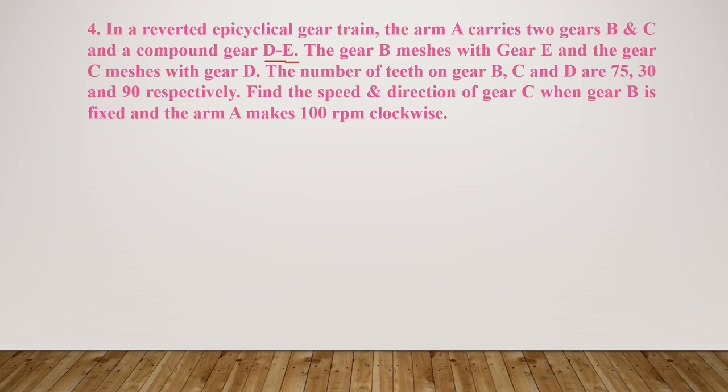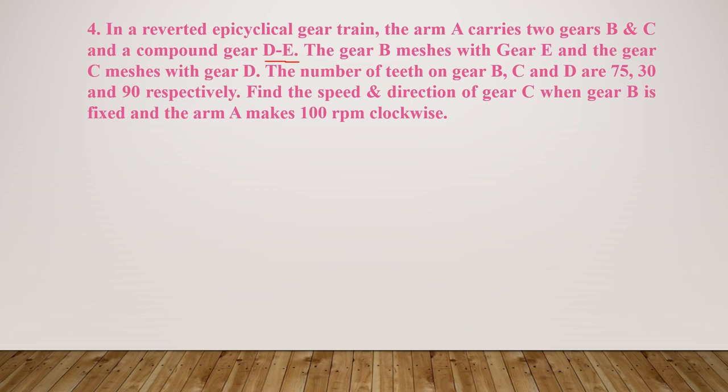And the next condition, see here, the statement: gear B meshes with gear E and gear C meshes with D. Okay, meshing takes place between B and E as one combination, C and D as the second combination. So care has to be taken while drawing the diagram. So DE on the same shaft, BC should be in mesh, and B and C should be on the same axis.